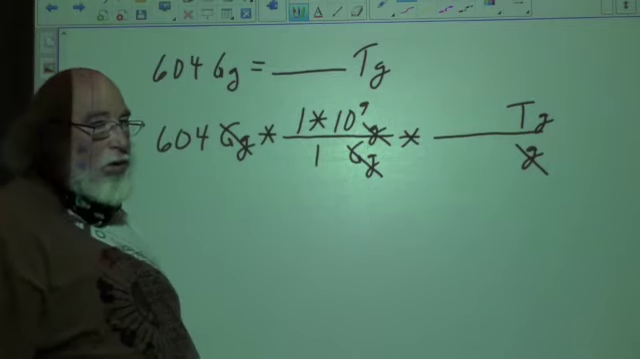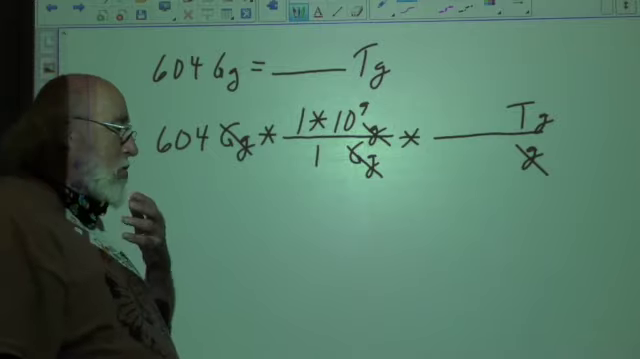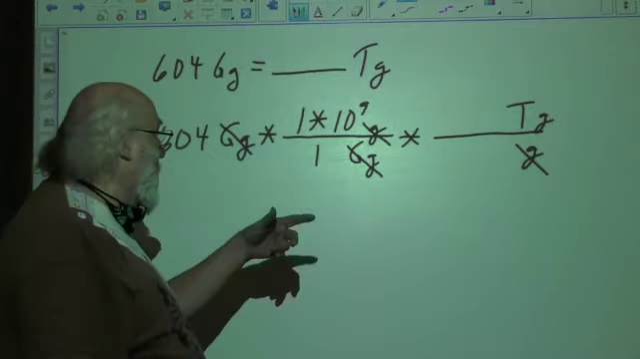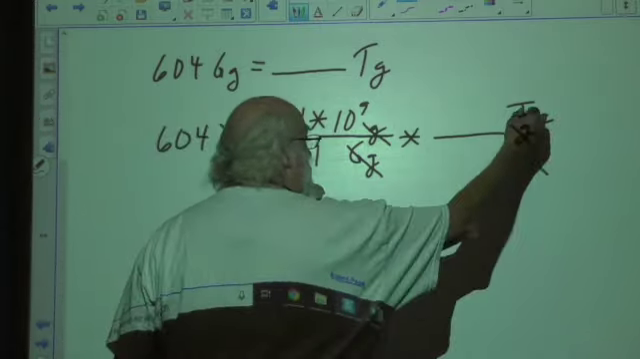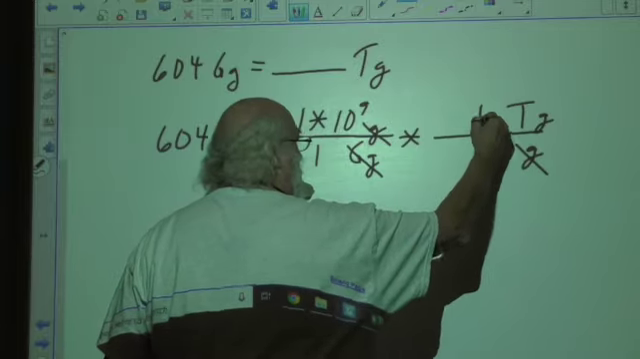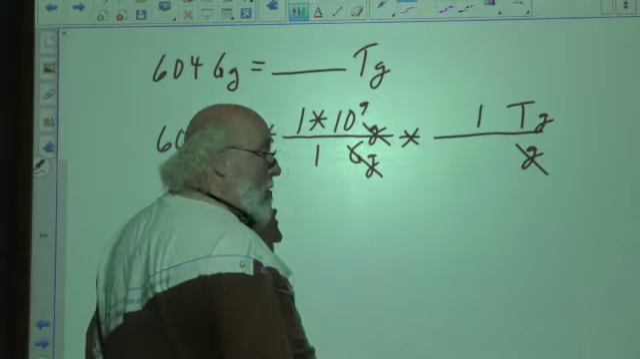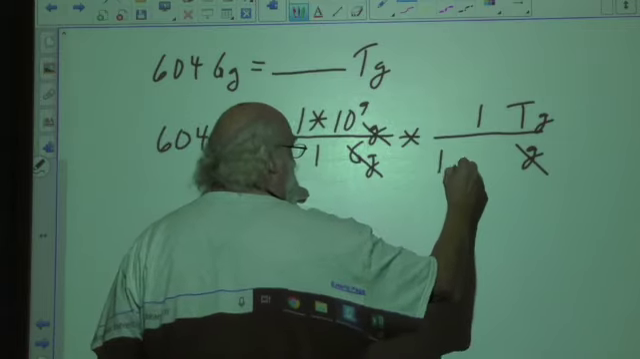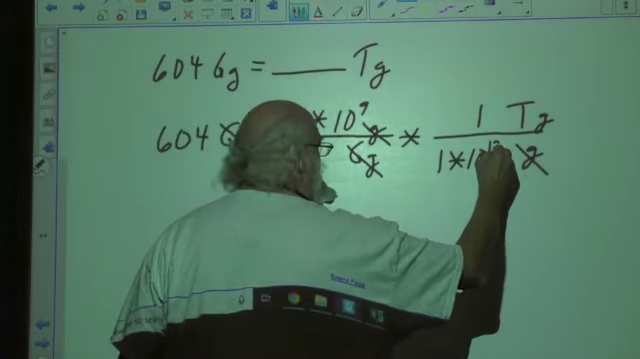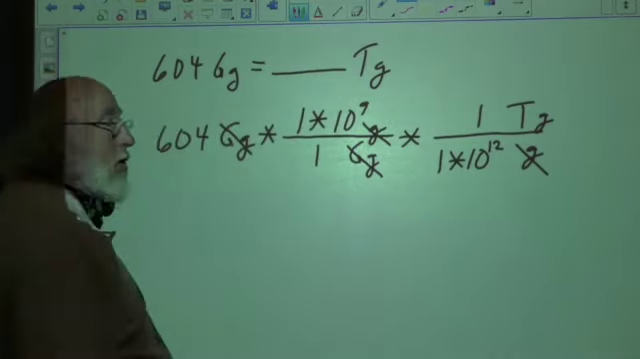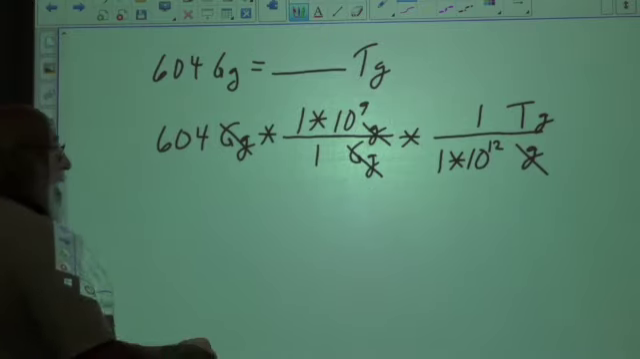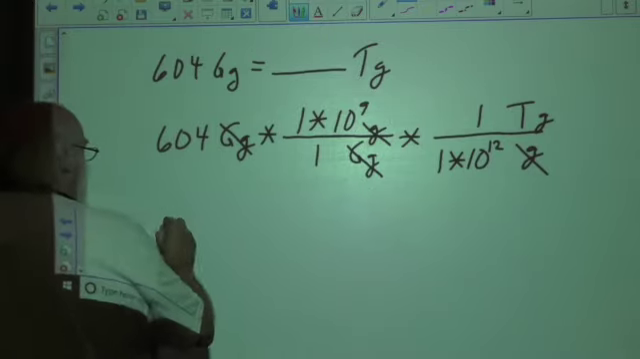But you don't have to use it, but I will demand it later on when we get into more complicated problems. Over here, the bigger label is the capital T, so put the 1 there. Capital T, which is tera, means 10 to the 12th. So this is 1 times 10 to the 12th. Now, in your calculator, this is how I'm going to want you to do the problem.